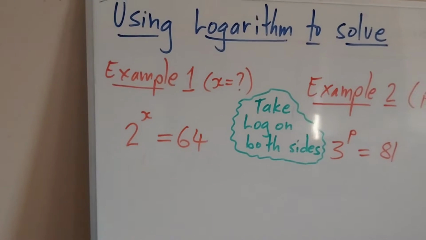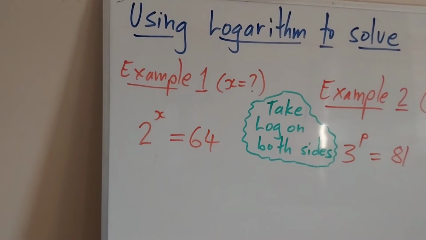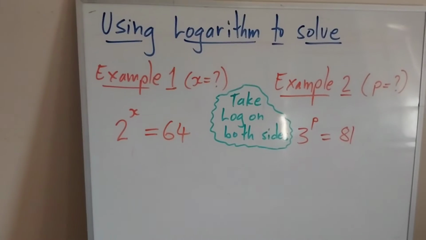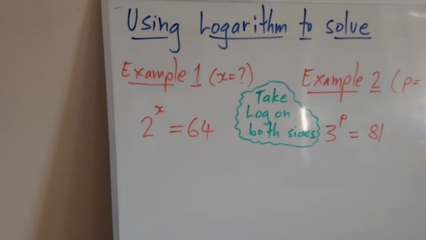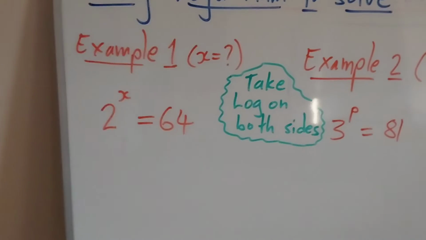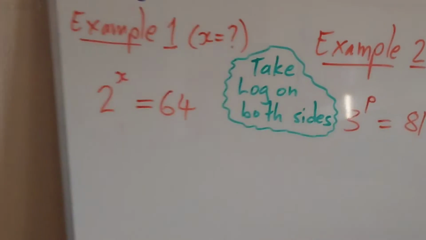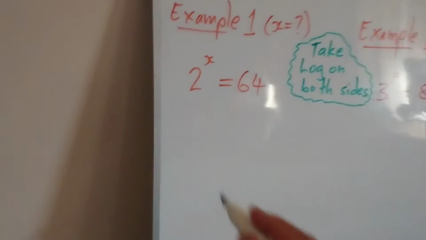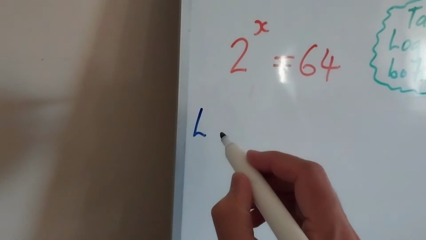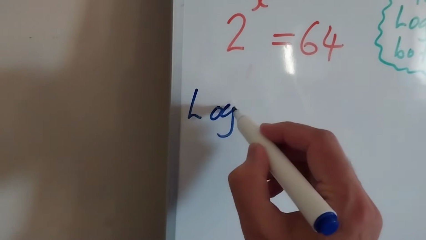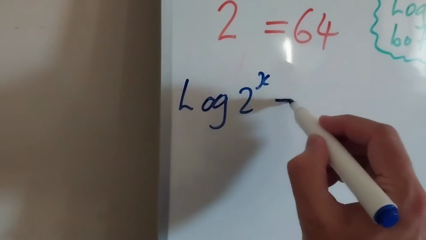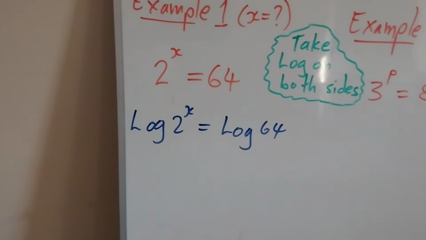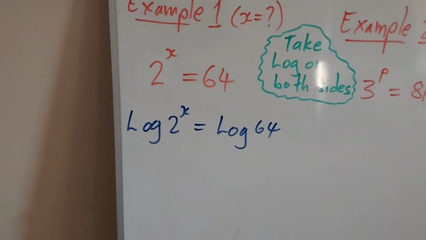So instead of just guessing numbers and taking a lot of time, we can solve this question easily, very quickly, using logarithm. So back to the golden technique, take logarithm on both the sides. So now in this question, the logarithm of 2 to the power of x equals the logarithm of 64. That's taking the logarithm on both the sides.